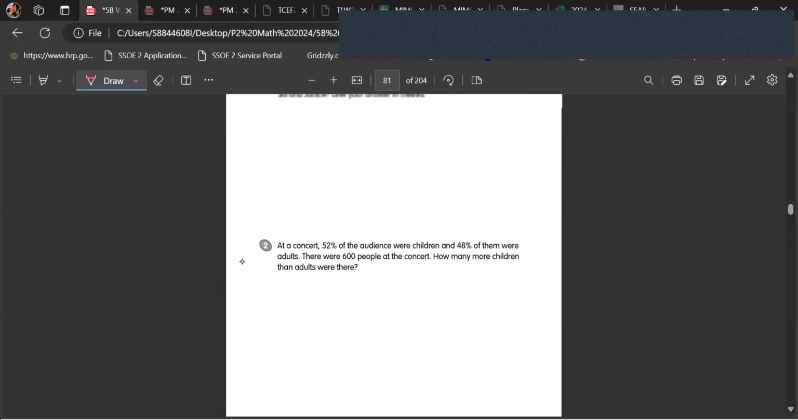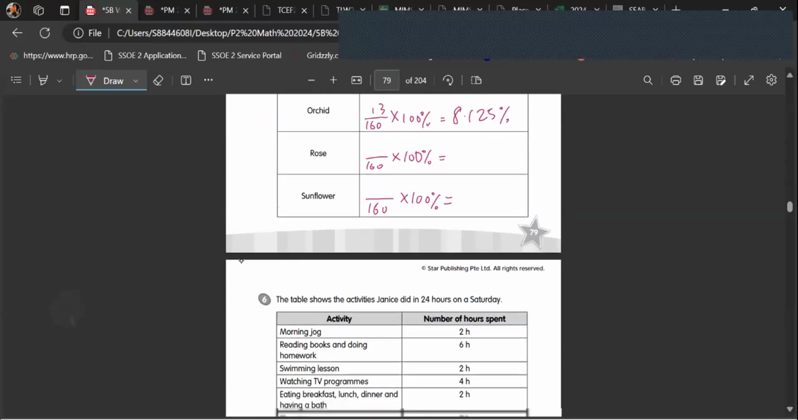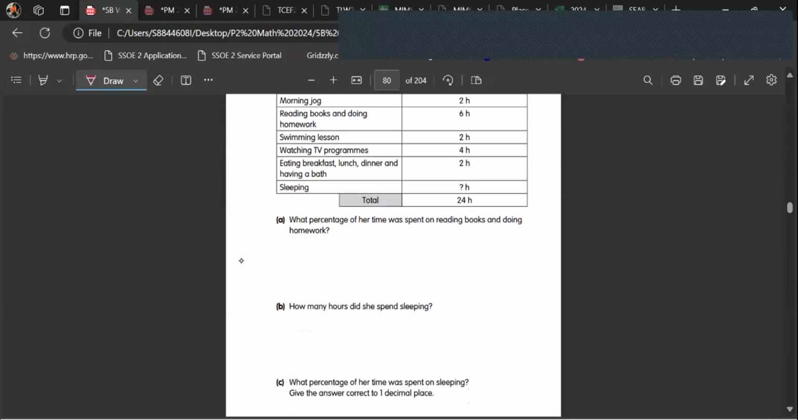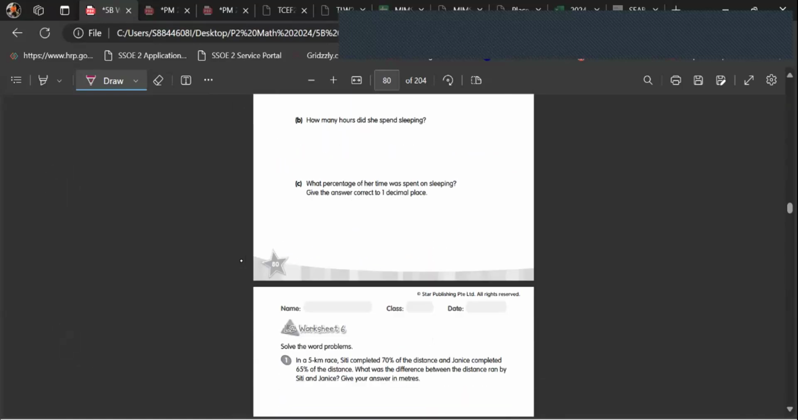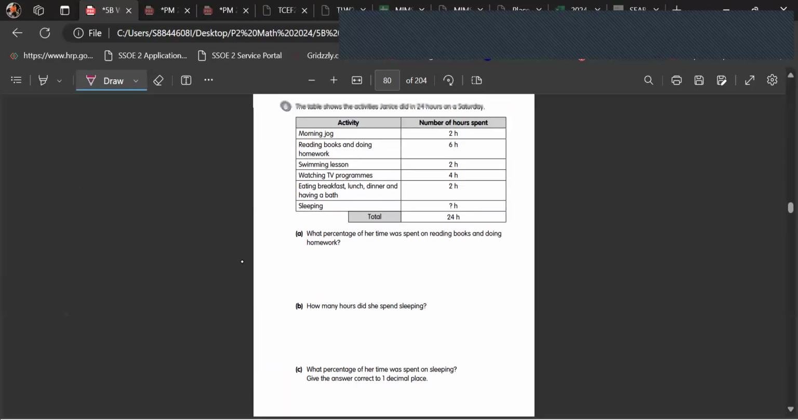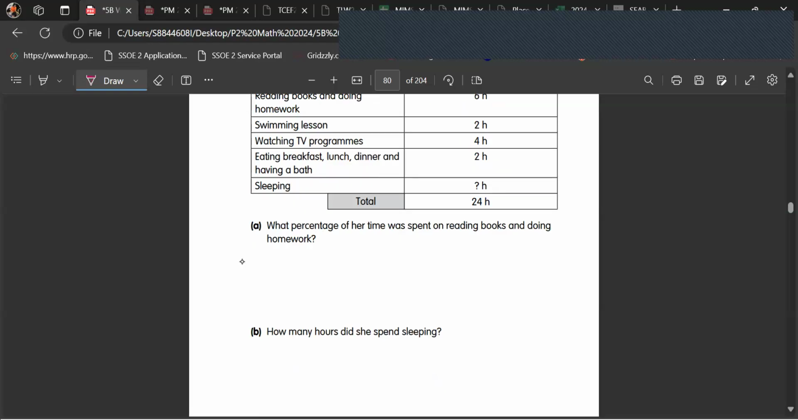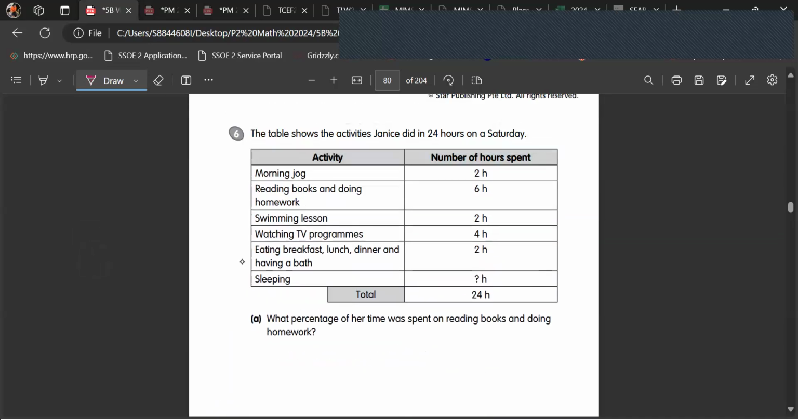Then the rest, I think, you can have your guide on the YouTube. Oh, okay, this question I think is fairly okay. More concerned about the level 2 question. So on page 80 here, I think it's quite all right because the table is given here. You have Jenny tabulating her activities on a Saturday.